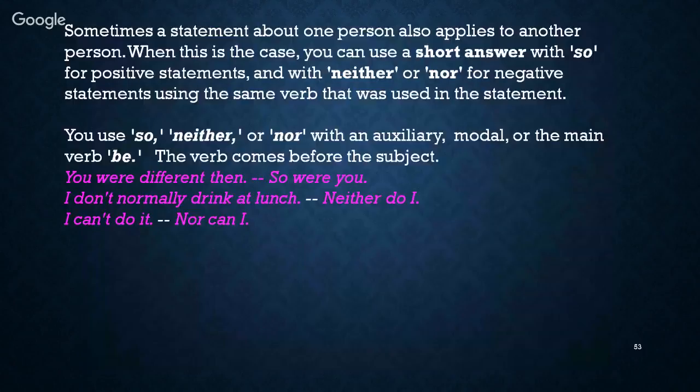Sometimes a statement about one person also applies to another person. When this is the case, we can use a short answer with so for positive statements and with neither or nor for negative statements, using the same verb that was used in the statement. You use so, neither, or nor with an auxiliary, modal, or the main verb be. The verb comes before the subject. You were different then. So were you.